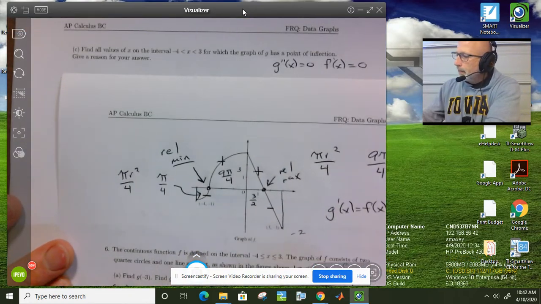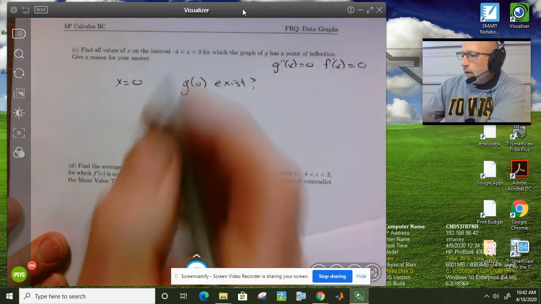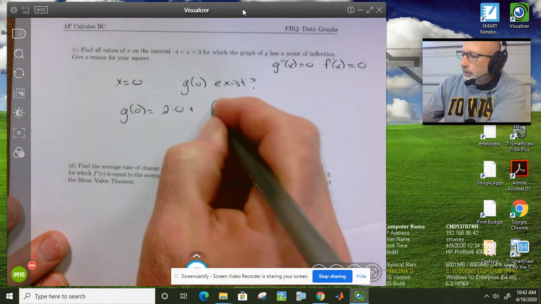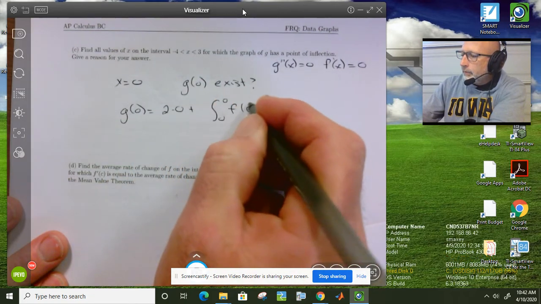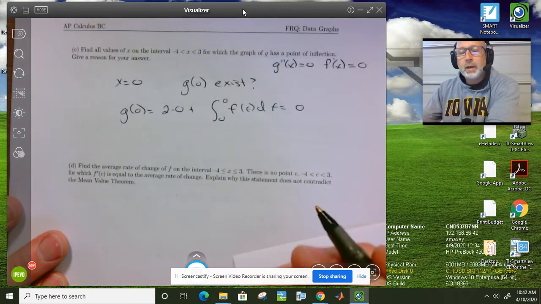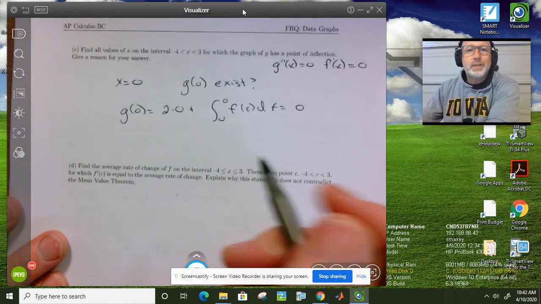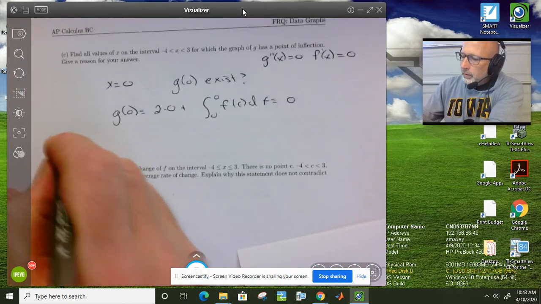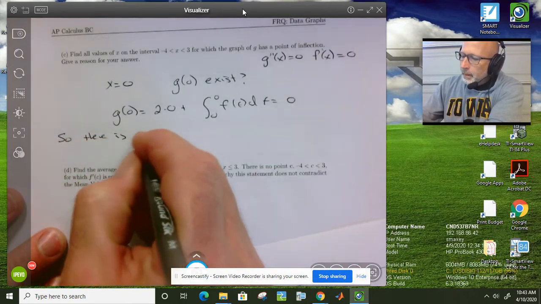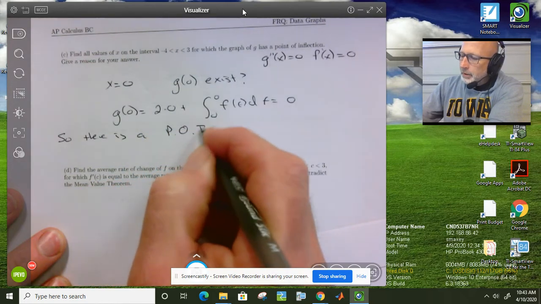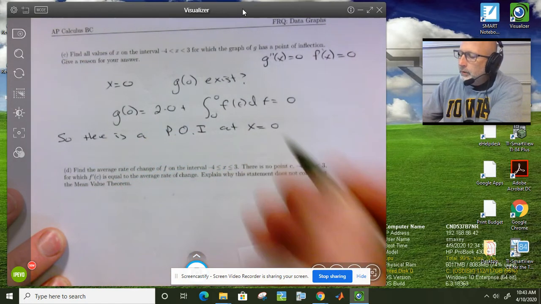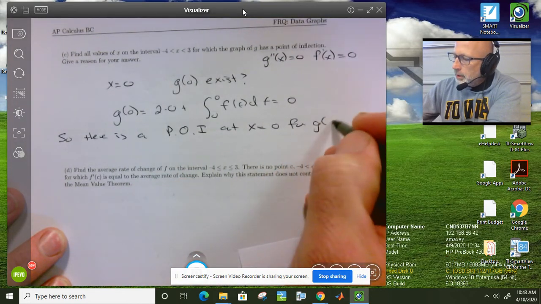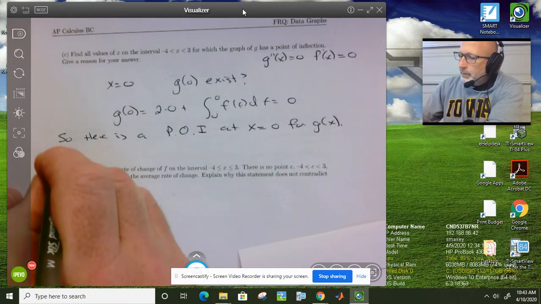So G is just this integral. So you have G of 0 is equal to 2 times 0 plus the integral from 0 to 0 of f of t dt, which is equal to 0. So yeah, G of 0 does exist. It's equal to 0. It switches concavities at that spot. So there is a point of inflection at x is equal to 0 for G of x.